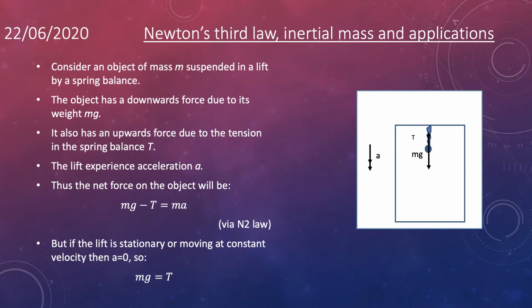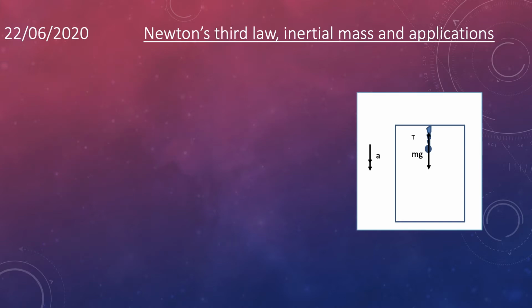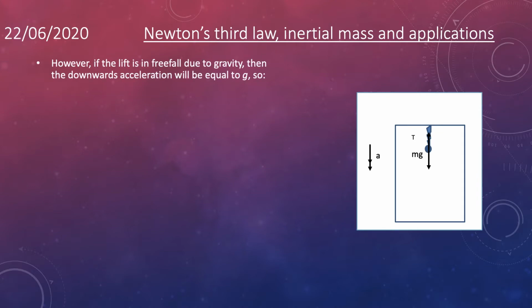Well, that sort of makes sense, doesn't it? If it were a balanced force, then T equals mg. But what if the lift is accelerating? If the lift is in free fall due to gravity, the downwards acceleration is equal to g. So instead of writing mg minus T equals ma, we can write mg minus T, the resultant net force, is equal to mass times the gravitational field strength.